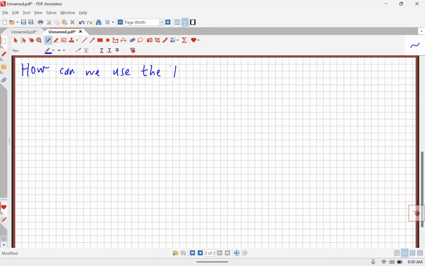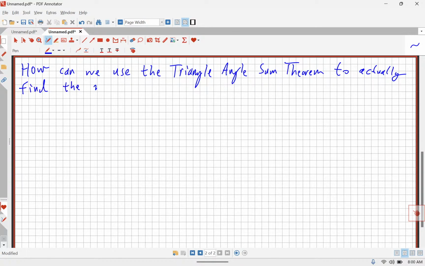Okay, how can we use the triangle angle sum theorem to actually find the measures of missing angles?